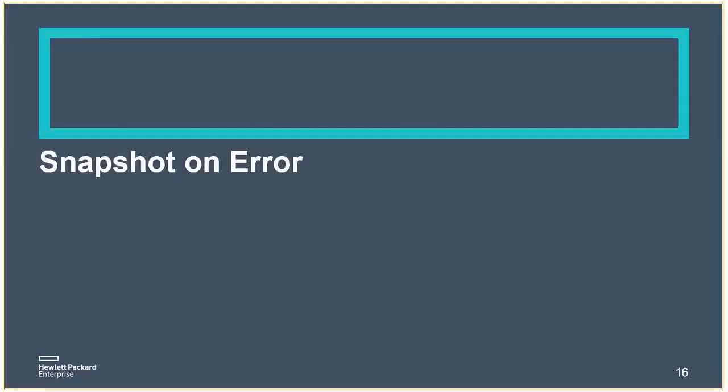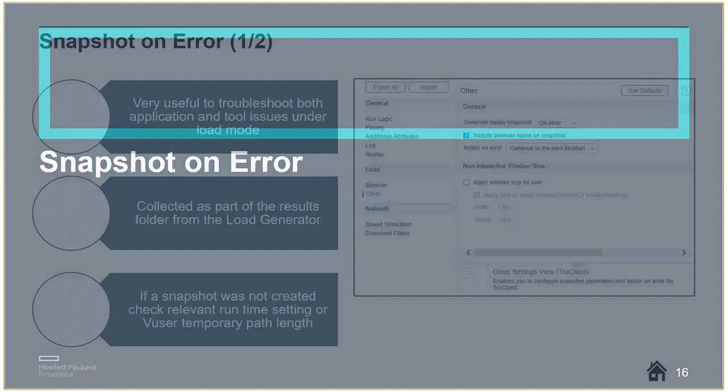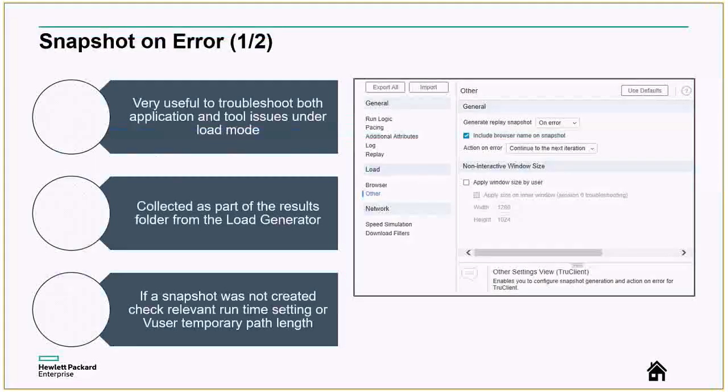Okay, snapshot on error. There's not much that I can elaborate on; I think it's pretty self-explanatory. It's very useful. Maybe you can try this option before using the paint windows in load or interactive services detection option, and basically try to troubleshoot by looking at the snapshot when an error occurred.